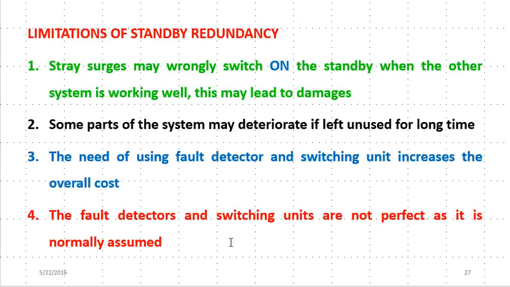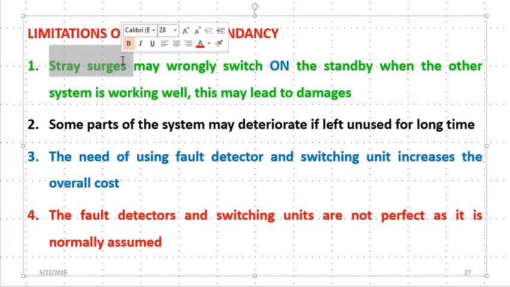The standby reliability, as we have just calculated, has an advantage because it improves the reliability of the overall system, but it has some disadvantages. The first thing is that we said we need a sensing device, and whenever that sensing device detects the failure of the operating one, it will alert the switch and the switch will activate the second one. That switch may be affected by stray surges, that is, a sudden increase or decrease in the operating parameter that will tell the sensing device that the first one has failed, when in reality it didn't fail.